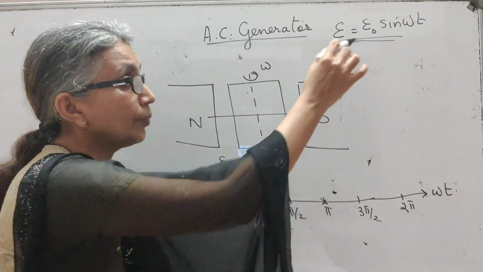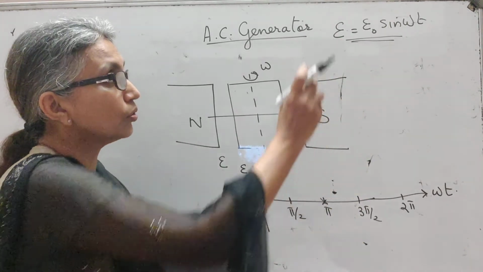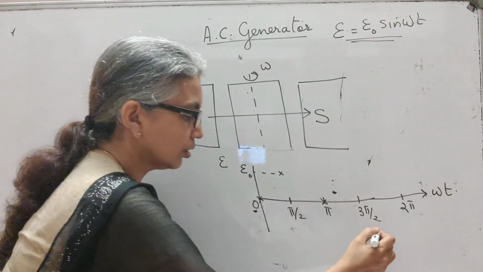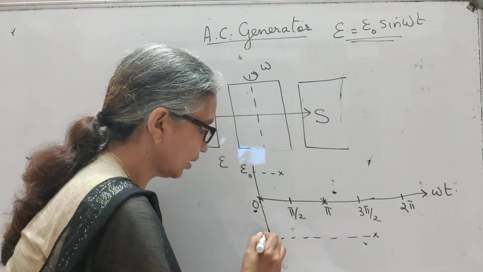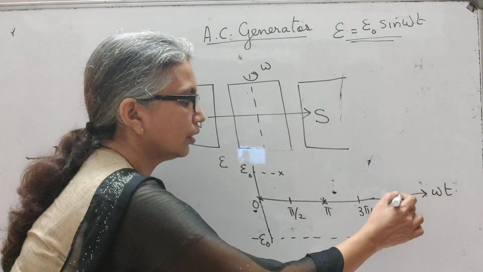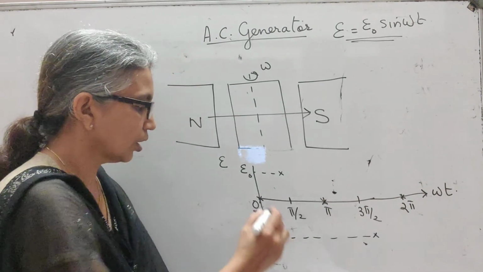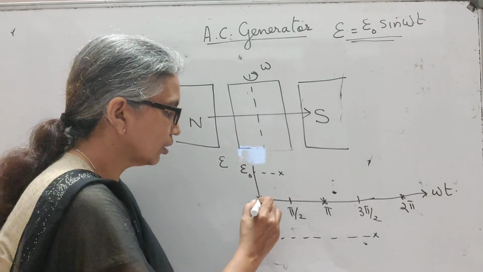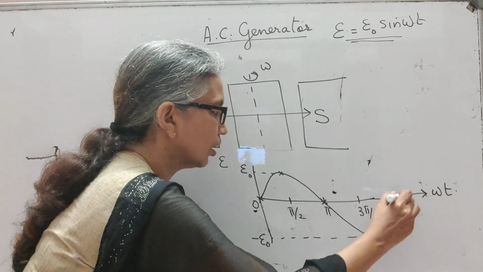I'm going to substitute 3 pi by 2 as 270. Sin 270 is minus 1. So this becomes E0 into minus 1. You will get minus E0. So this goes down to the negative value, minus E0. And then 2 pi is 360 and sin 360 is back to 0. So as your coil completes one full rotation, the EMF produced will keep changing its value like this.